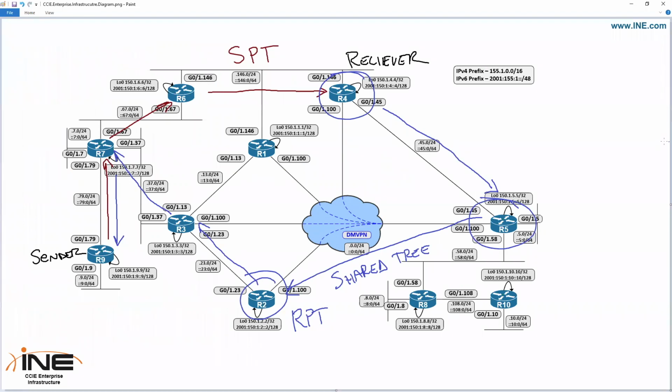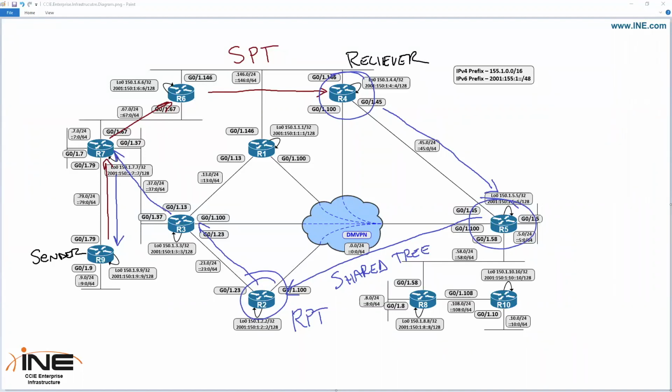Okay, questions on what we talked about here today? Okay, there's a question, what's the need to enable PIM sparse mode on the loopback interface? Are we always not going to do the RPF check on those interfaces?